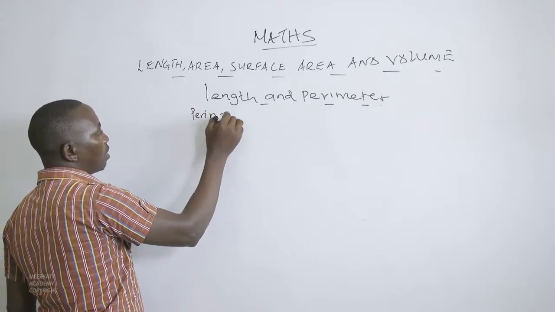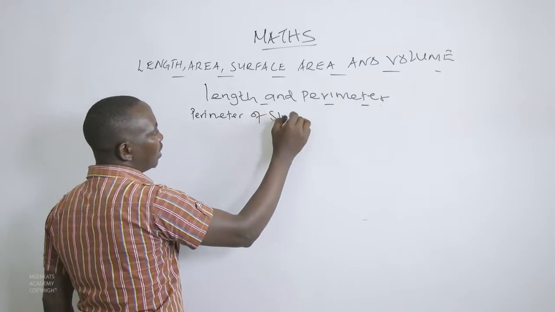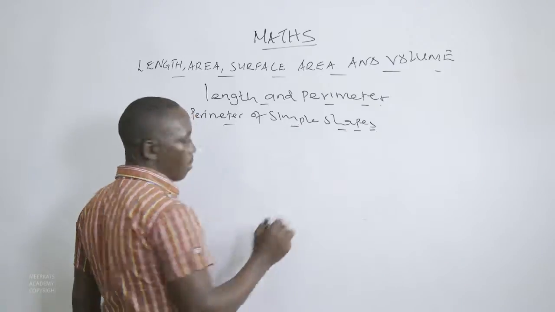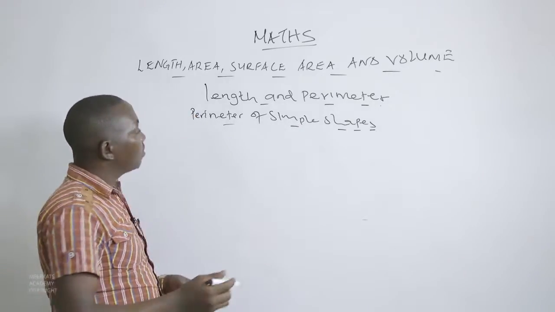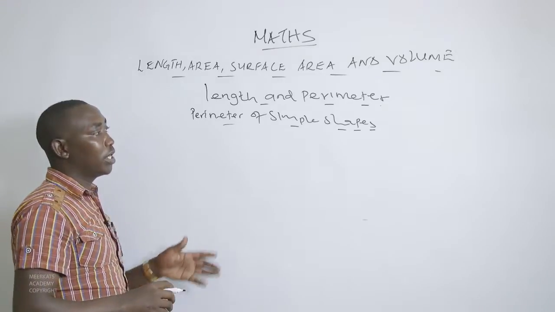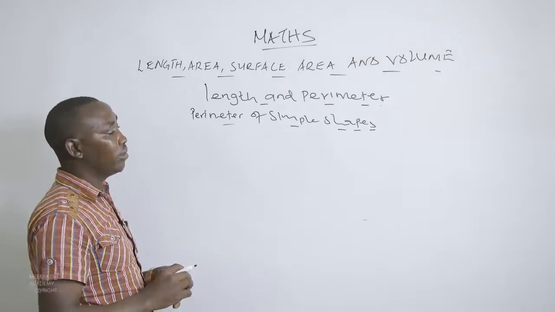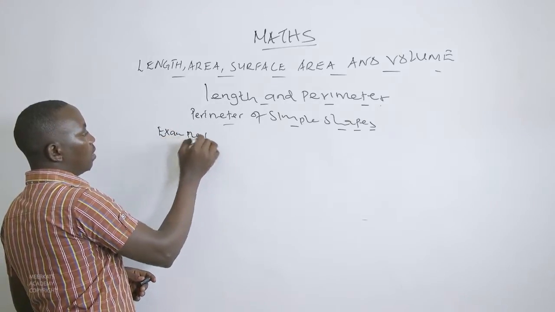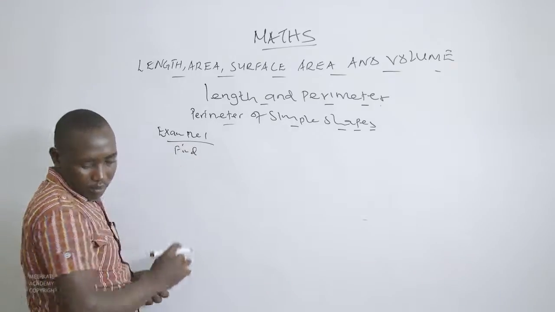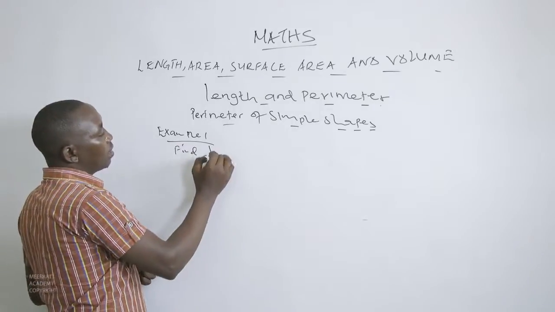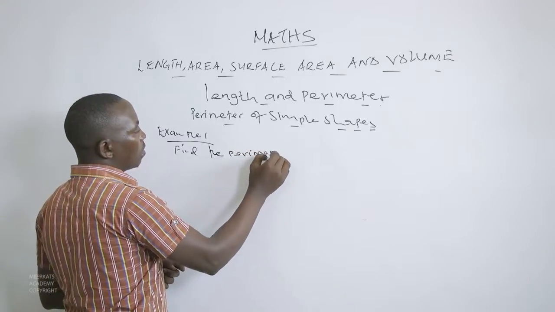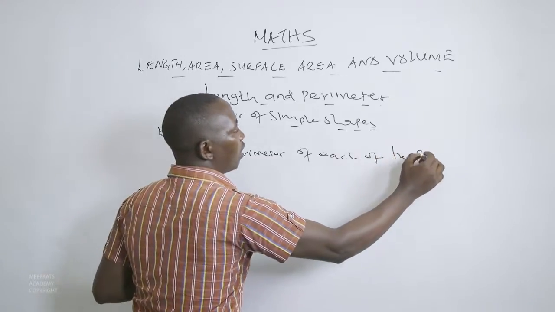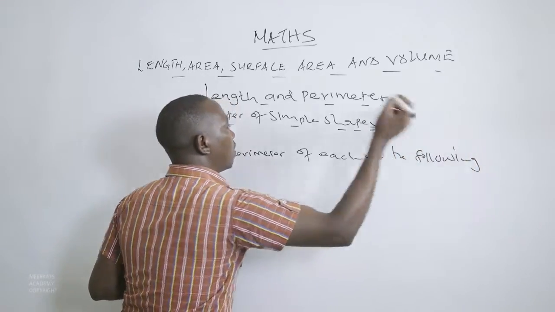Perimeter of simple shapes. We are going to consider examples on how you can find the perimeter of simple shapes. Find the perimeter of each of the following shapes.